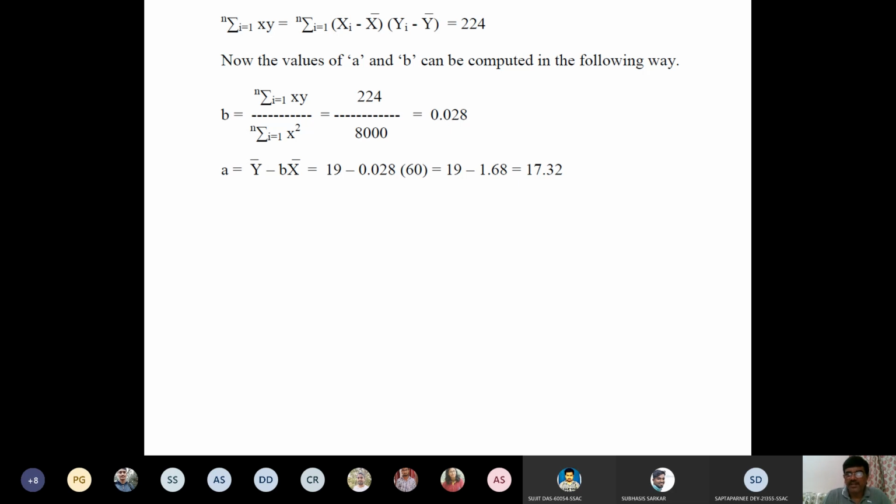Similarly, the value of a can be worked out by the difference. Y bar minus b x bar is equal to 19 minus, you put the value of b you have just calculated, 0.028, and then the value of x bar, which is the mean of x, which was 60. So finally, you get 17.32. This is the value of a. This is the value of the intercept.